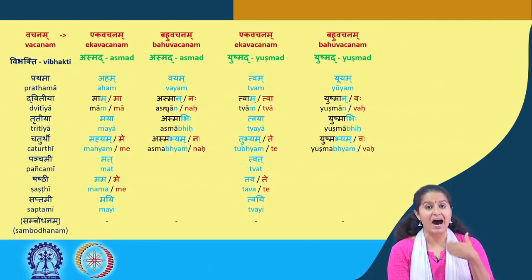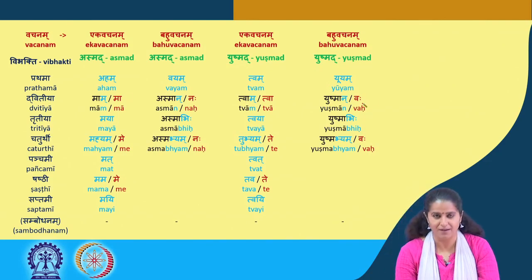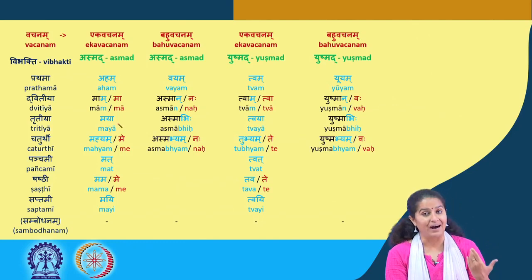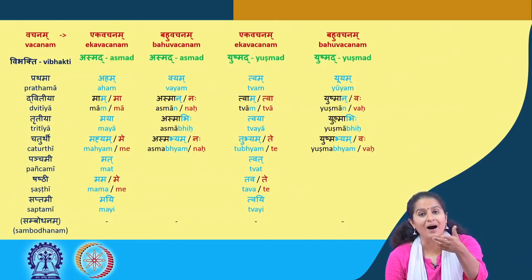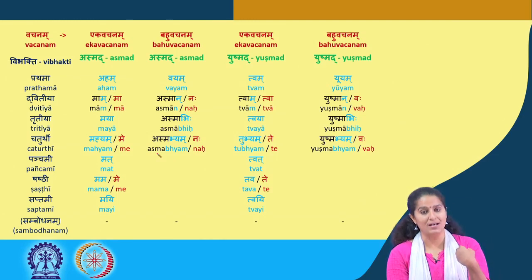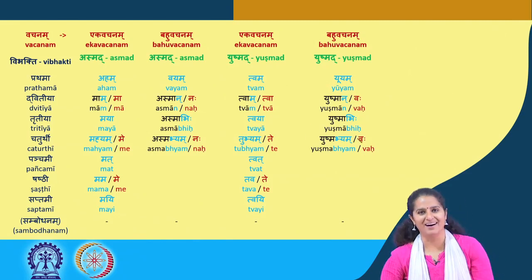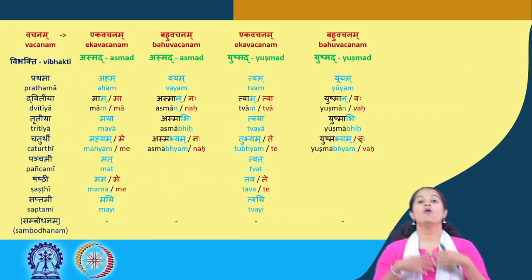Mam becomes asman, tvam yushman, or naha or vaha there. Next, maya, with me, becomes asmabhihi, with us. Tvaya becomes yushmabhihi. Uttamam. And then mahyam or me becomes asmabhyam, to us, or naha, and tubhyam or te becomes yushmabhyam or vaha. Uttamam.